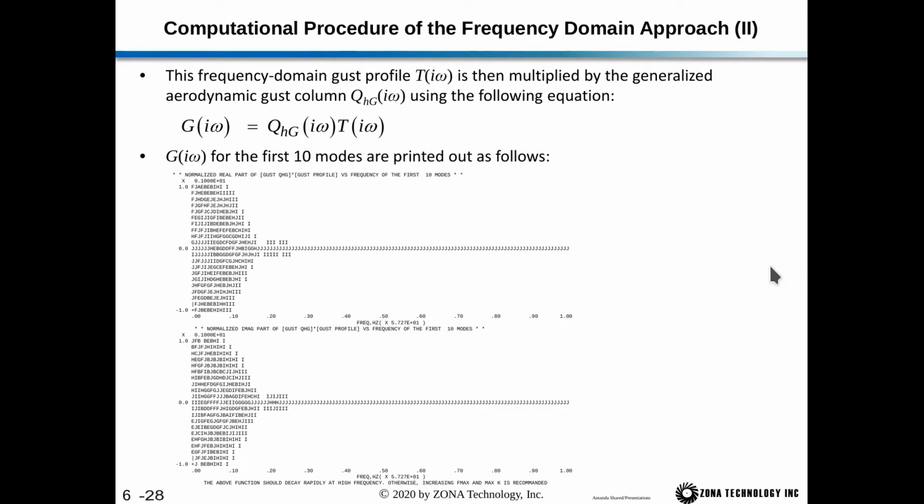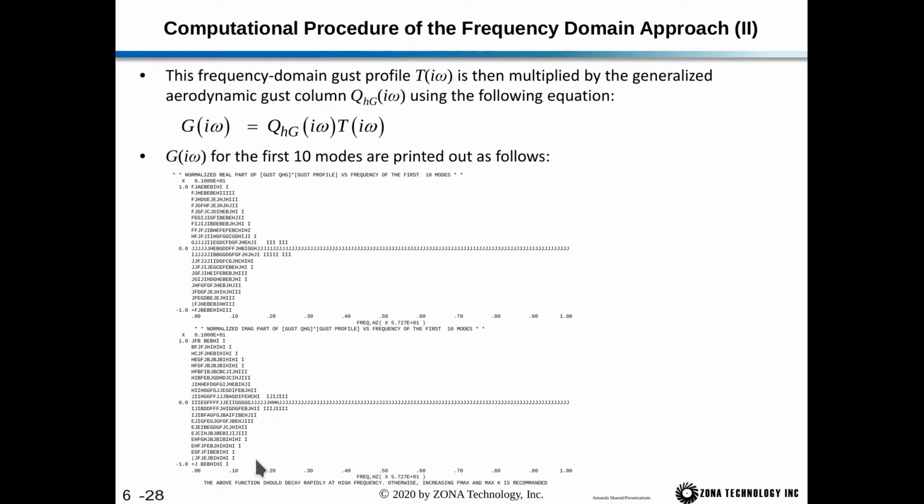Then next, the frequency domain Gust profile T of I omega is multiplied by the generalized aerodynamic Gust column QHG of I omega, given by this equation. So G of I omega is just QHG of I omega times T of I omega. So G of I omega for the first 10 modes are printed out in the output file as shown here. So this is our G of I omega. The first is the real part, and then the second one is the imaginary part.